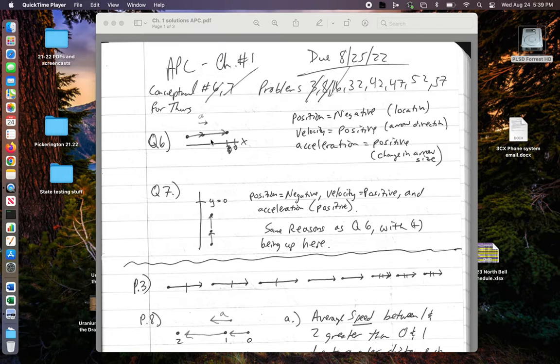Because the arrows are pointing to the right, that tells us the velocity is going to the right. Because the arrows are getting longer pointing to the right, that says we have a positive change in velocity. So that means we've got a positive velocity. Interestingly enough, for question 7, the answers are exactly the same, except in this case we're in the y-axis. So up is positive and down would be negative.